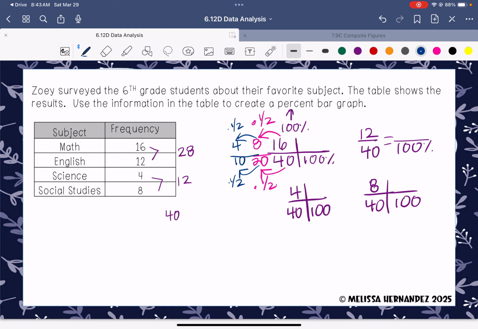So now, instead of going from 40 to 100, I'm going to go from 10 to 100. So how does 10 become 100? Well, we'll times it by 10, or scale it by 10, and my scale factor is 10, and then I'll scale 4 by 10, and that will give me 40%.